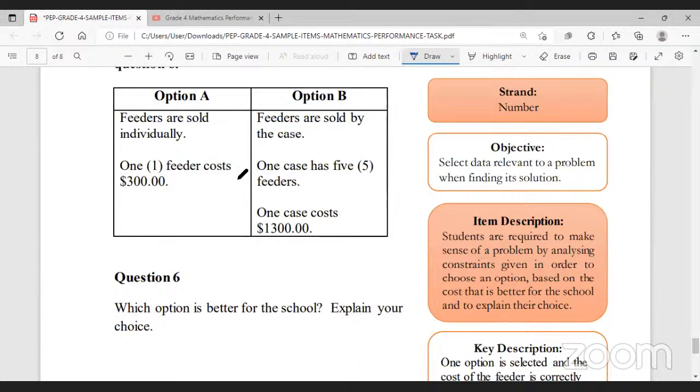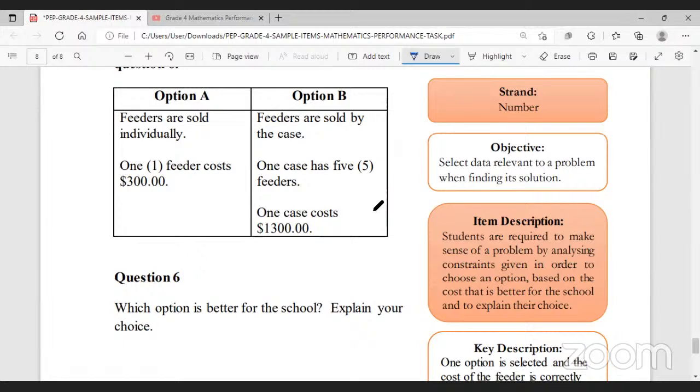So we knew that we needed 7 feeders, right? So clearly 5 feeders cost $1,300 for option B, but 5 feeders for option A would cost $1,500 because 5 times 3 is 15, 5 times 300 is 1,500, right? It might seem like a good idea there to choose option B. However, remember that the feeders are sold by case. So you can't buy 2 more feeders from option B. You have to buy another case, which is 5 more feeders.